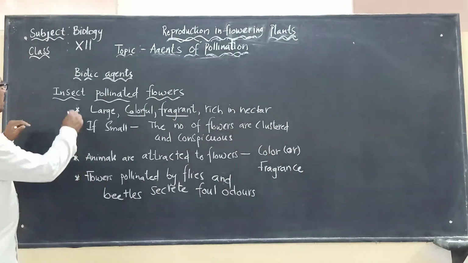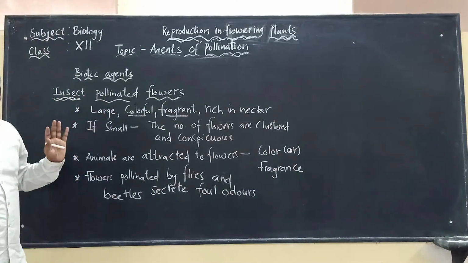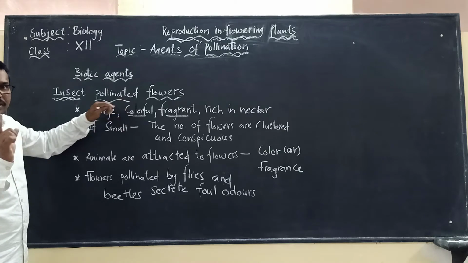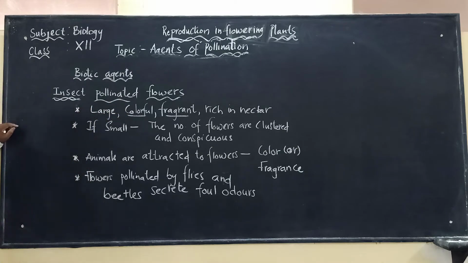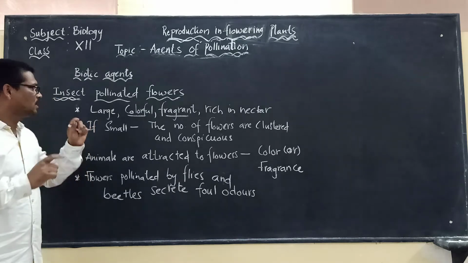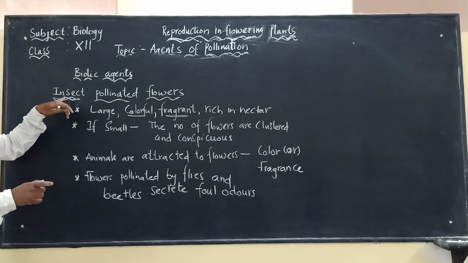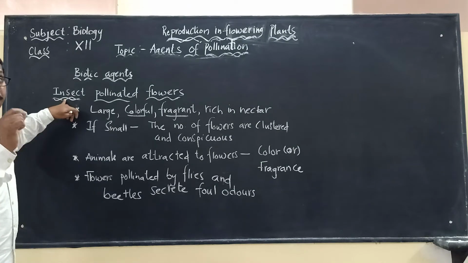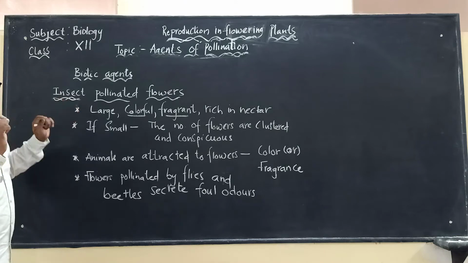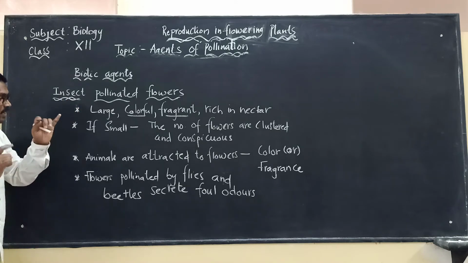So here, if you are seeing insect pollinated flowers, we have to remember the first 2 points, very important. Those flowers which are pollinated by the insects. We already said that in biotic agents, insects are the dominating pollinating agents. And in those insects, what is very important? Bees. Bees will be playing a crucial role for pollination in nature.